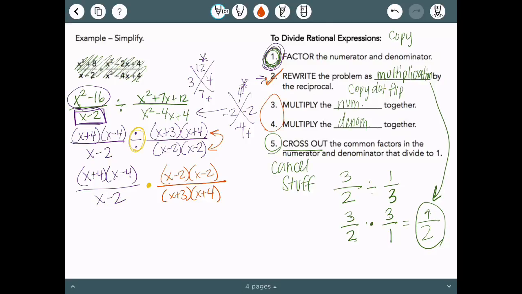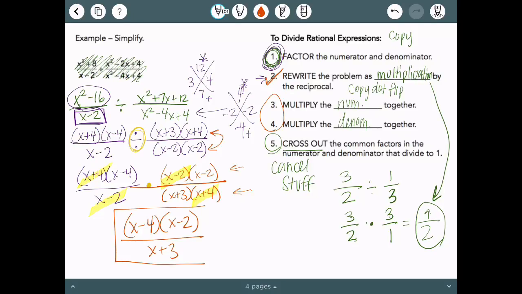Now we're going to multiply the two together, the top and the bottom together. So I'm going to have one big numerator, one big denominator. Then I'm going to cancel out the things that are common. So x minus 2 can be canceled with x minus 2. X plus 4 can be canceled. That leaves me with just what doesn't have any pairs. So that means that I'm going to have x minus 4 on the top and x minus 2 on the top over x plus 3 on the bottom. So that is going to be my answer.